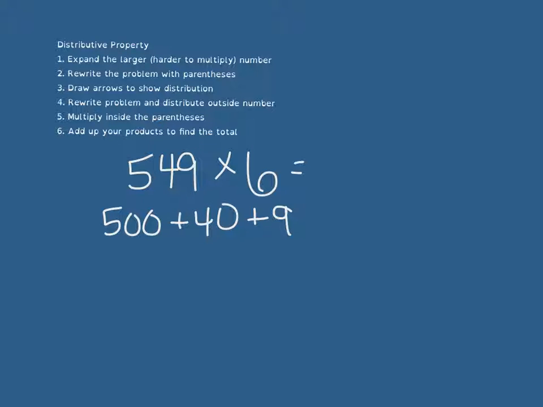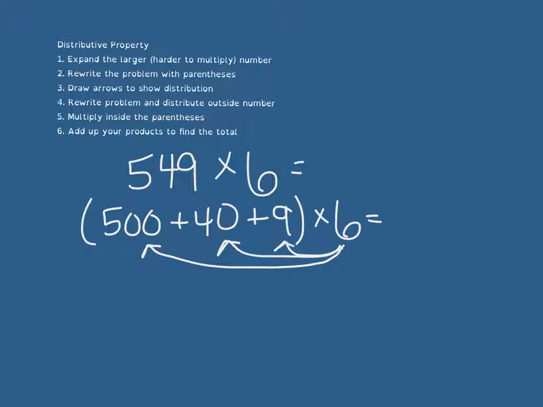Now I'm going to rewrite my problem with parentheses. So I'm going to put parentheses around it and then put my times 6. Now I'm going to draw my arrows to show my distribution. So I'm going to do 6 times 500, 6 times 40, and 6 times 9. Now I'm going to rewrite my problem and distribute the outside number.